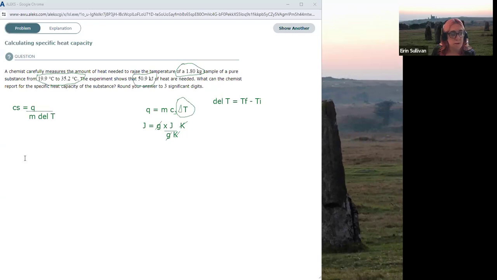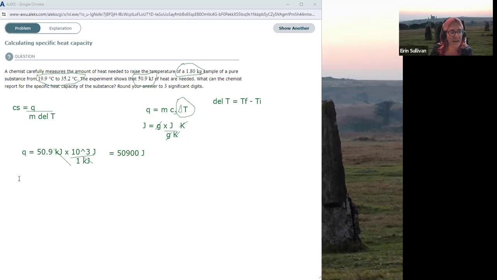Let's get our Q in terms of joules. So Q is 50.9 kilojoules. So convert kilojoules to joules. I know that 1 kilojoule is 1,000 joules, or 10 to the power of 3 joules, if you want to use standard scientific notation. All right, so that is going to be 50,900 joules, if I could type.